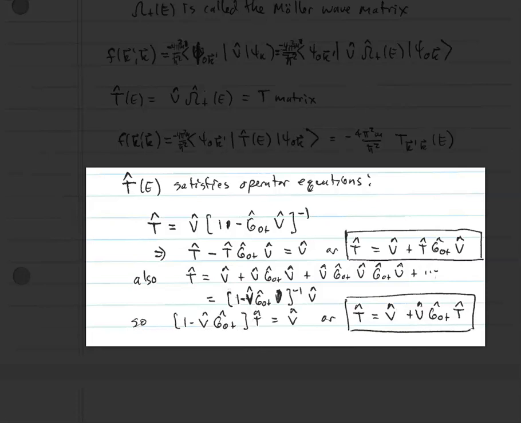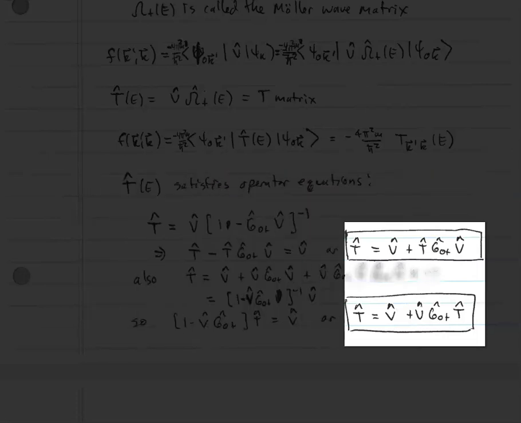Okay, so be careful. You see what we've done with that geometric series and how we've factored it. And then I get the equation when I multiply by 1 minus V G0 plus from the left: 1 minus V G0 plus T equals V. And then if I just multiply that out and move the V G0 plus T to the right-hand side, we'll get T is equal to V plus V G0 plus T. So these are two equations that must both be satisfied. And it tells you that there's something special about this T matrix, because you can write this expression with the T matrix in that second term on the right-hand side, on the left-hand side, or on the right-hand side.